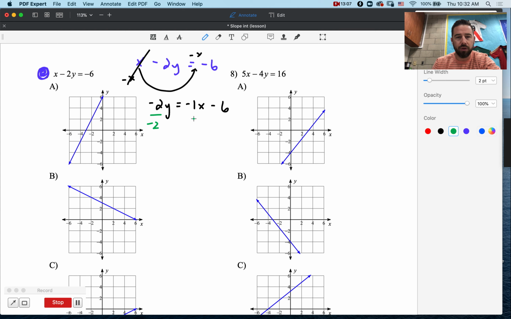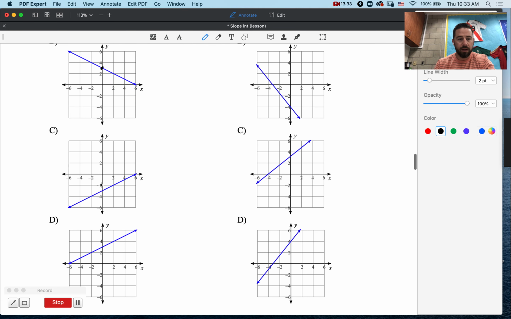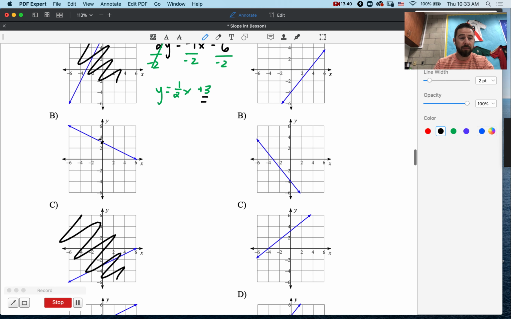So I'm going to divide by negative 2, divide by negative 2, divide by negative 2. And we have y equals, a negative divided by a negative is a positive 1/2 x. And then negative divided by a negative is a positive 3. So our y-intercept is up at positive 3. Is this guy up at positive 3? No. Is this guy up at positive 3? Yes. Is this guy up at positive 3? No. Is this guy up at positive 3? Yes. Okay, so now it's between B and D.